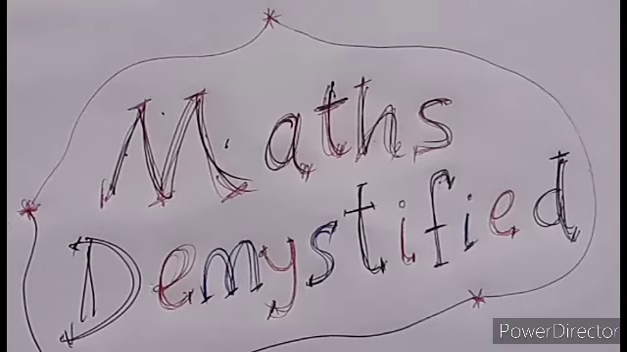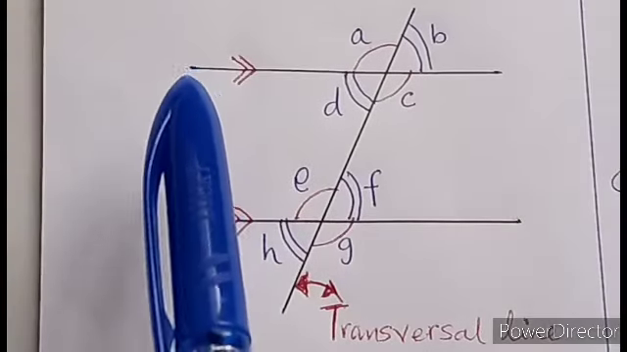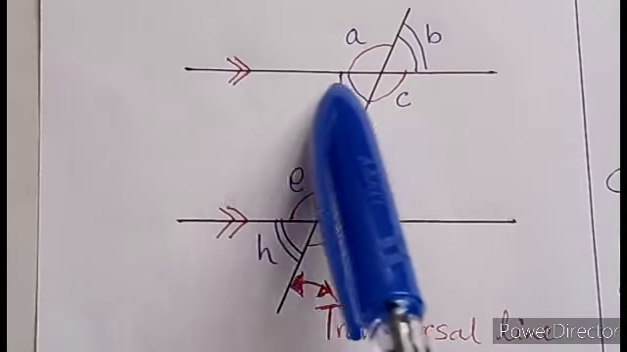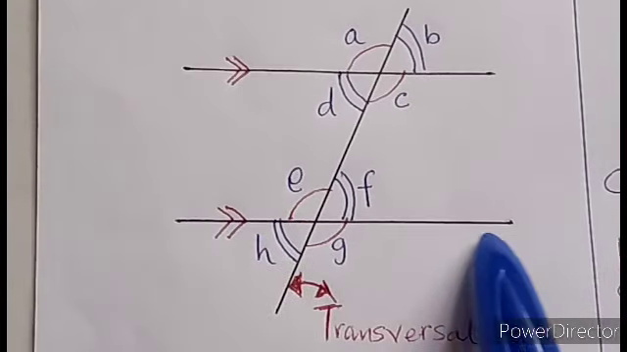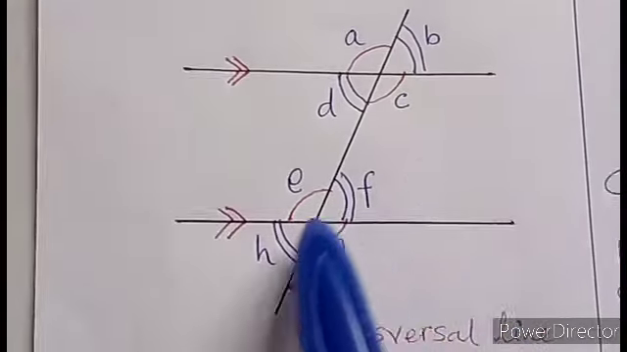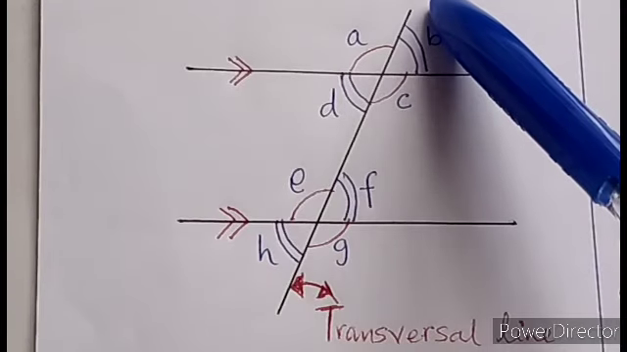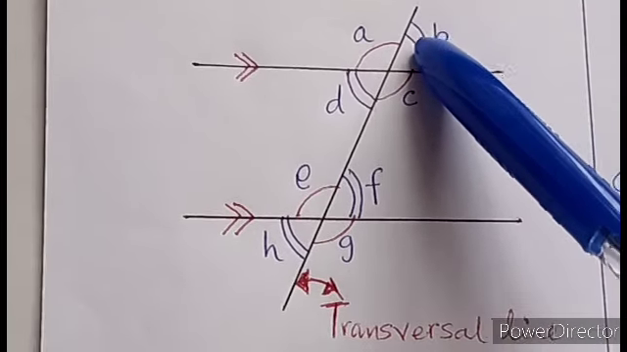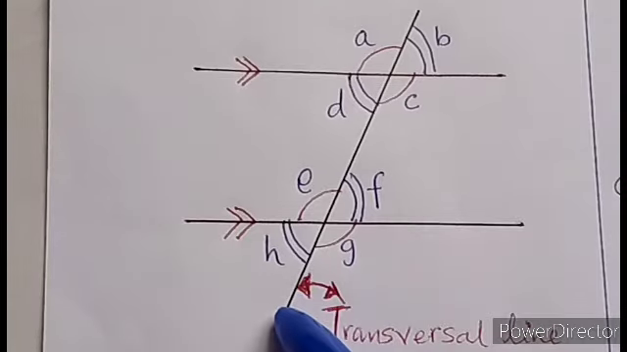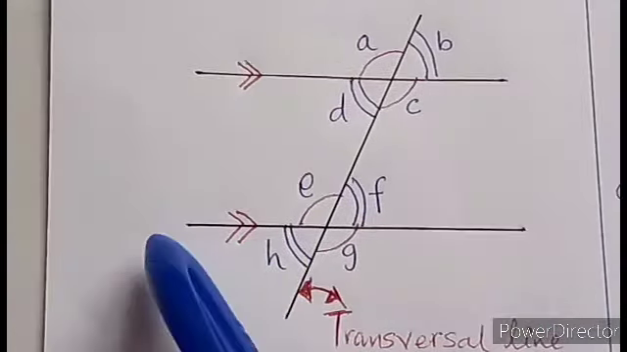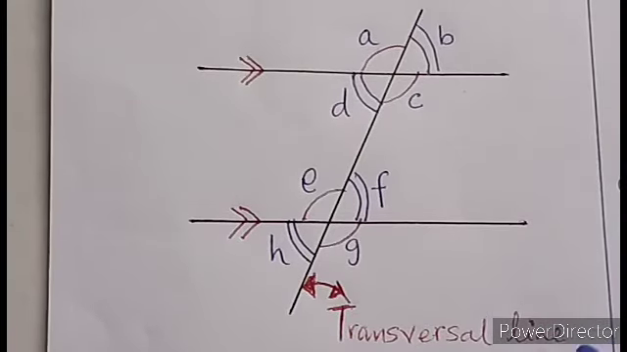This is Maths Demystified. Today we shall be looking at parallel lines and their angles. These lines that you see are the parallel lines. And the straight line that cuts the parallel lines is called a transversal line.